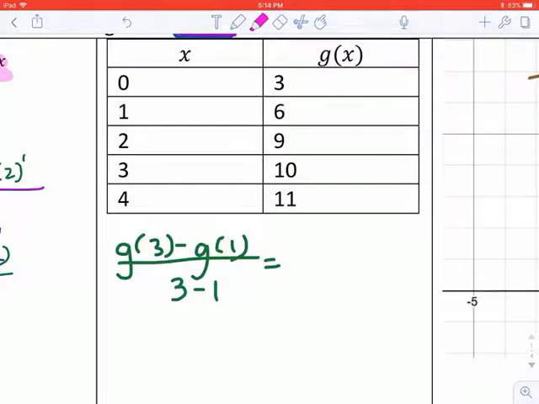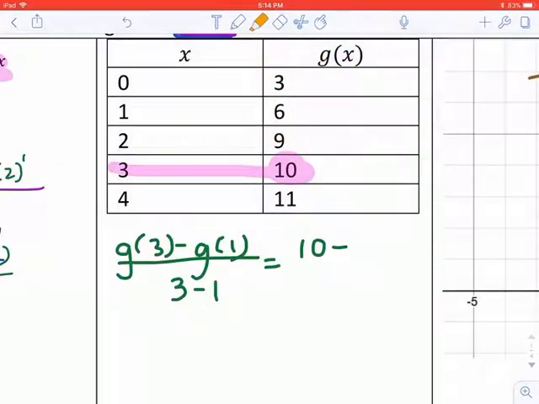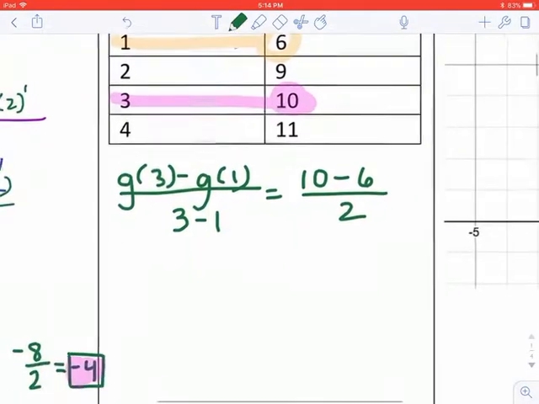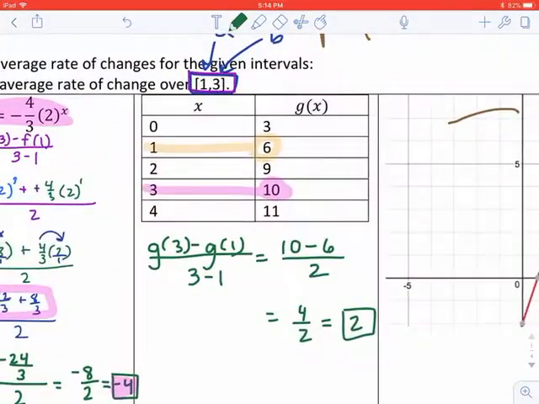So looking at, if I was to plug in 3 to this function of g, I would get 10. All right, so in place of g of 3, I'm going to put 10. And then I will subtract whatever g of 1 would be evaluated at, which is 6. And this is going to be all over 2. Let's just simplify a bit. 10 minus 6 is 4 over 2. And then 4 over 2 is equal to 2. So your average rate of change for that interval, 1 to 3, for g, is 2.